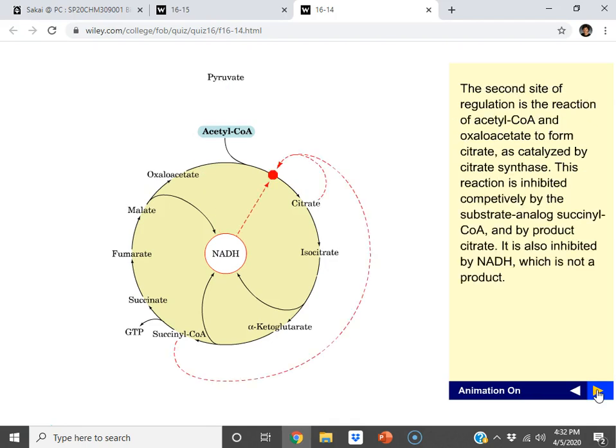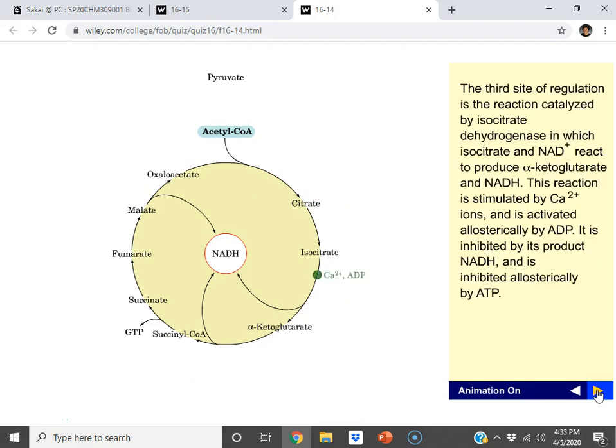If we move to the citric acid cycle itself, so the second site of regulation is the first step, where OAA and acetyl-CoA condense to form citrate, and that is inhibited competitively by succinyl-CoA and by citrate. And it's inhibited by NADH, which is not a product, but it is an eventual product of the cycle. Okay, moving on, the isocitrate dehydrogenase. So here, NADH acts as an inhibitor, and ATP also acts as an allosteric inhibitor. And calcium allosterically activates this enzyme again.